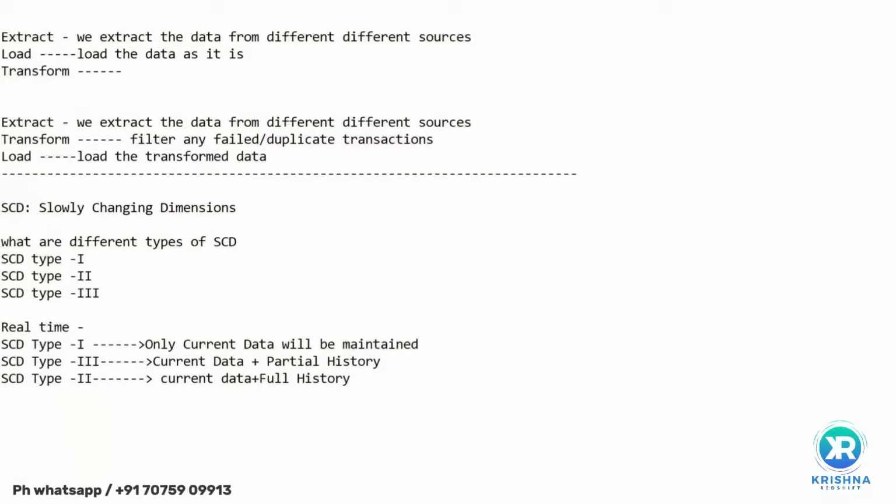So they will just ask, what is SCD? SCD stands for slowly changing dimensions. And the next question is, what are the different types of SCDs? That's it. SCD type 1, SCD type 2, SCD type 3. SCD type 1 means only current data will be maintained. SCD type 3 means current data plus partial history will be maintained. And SCD type 2 means current data plus full history will be maintained. Full history, beginning to end, everything will be maintained.